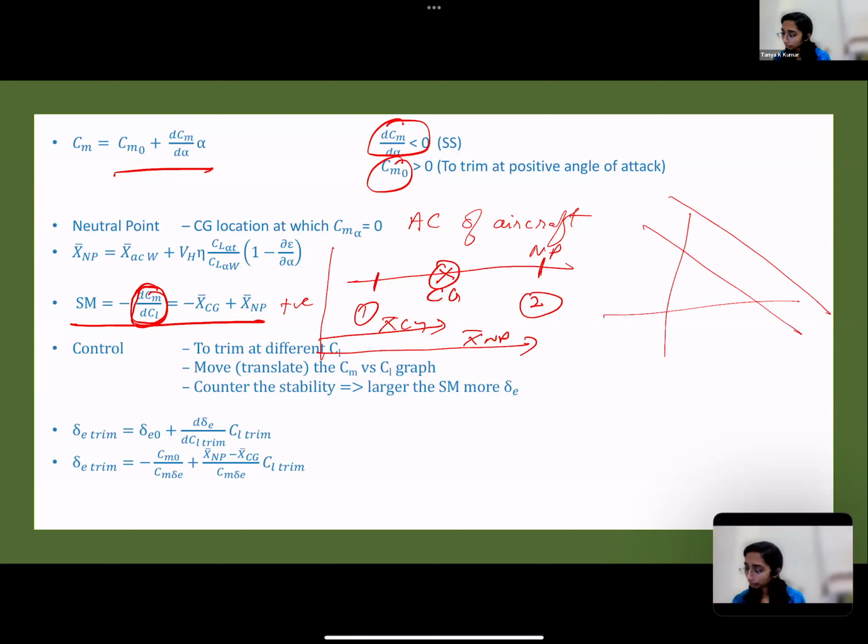So the more stable the aircraft, the more the static margin, and the more the elevator deflection needed to change the trim. So it's more difficult to control a more stable aircraft. Then we studied the equation of the delta E required to trim the aircraft at a given CL. This is the delta E required to trim at any given CL.